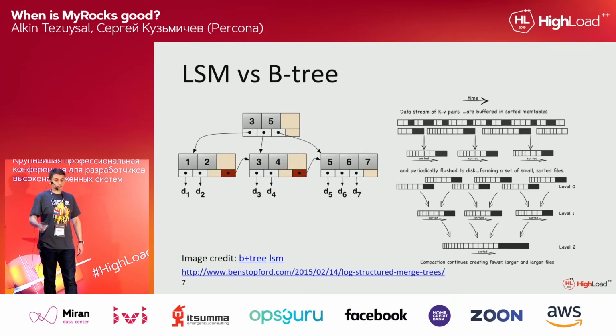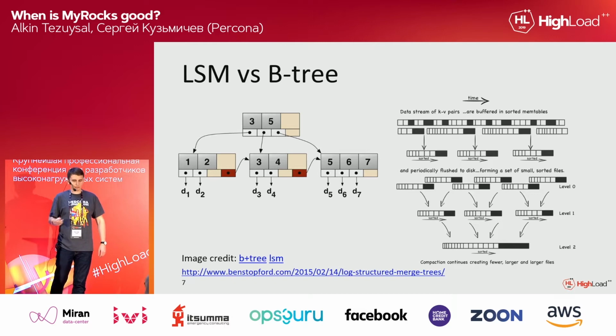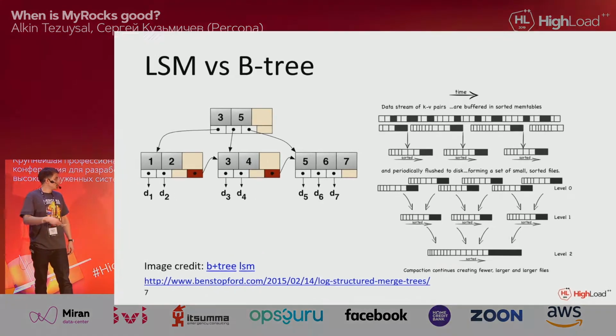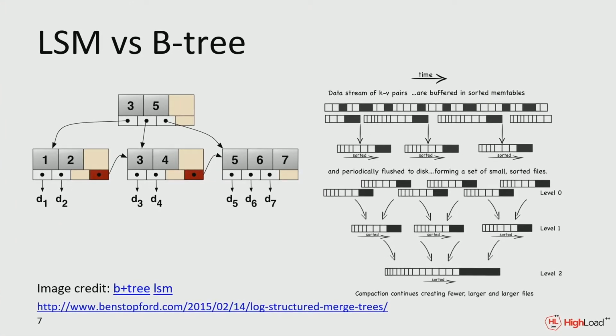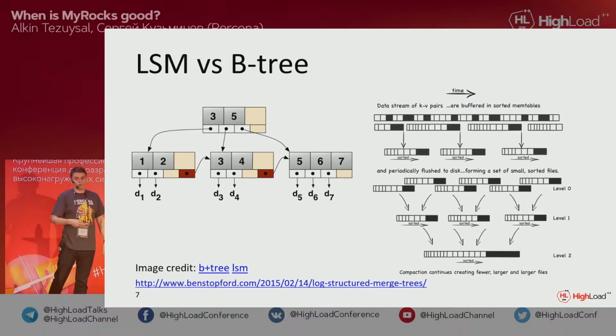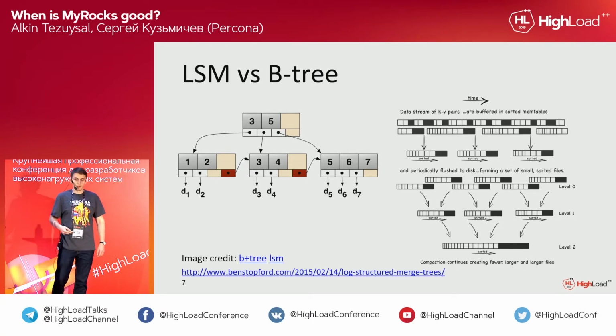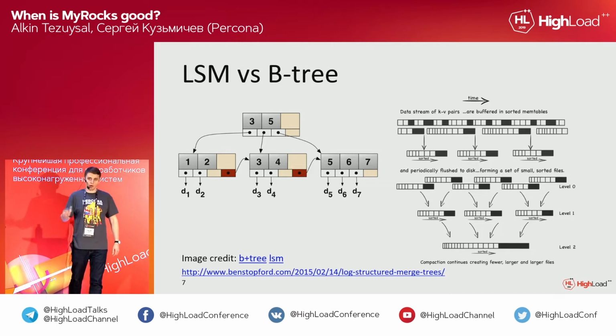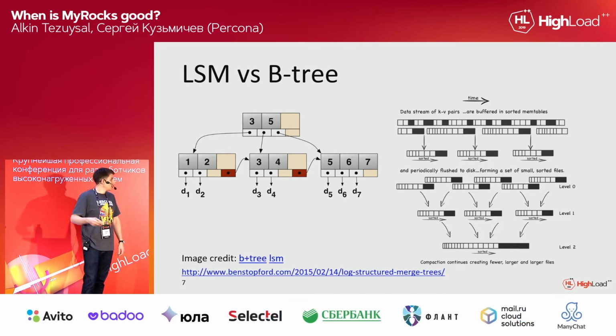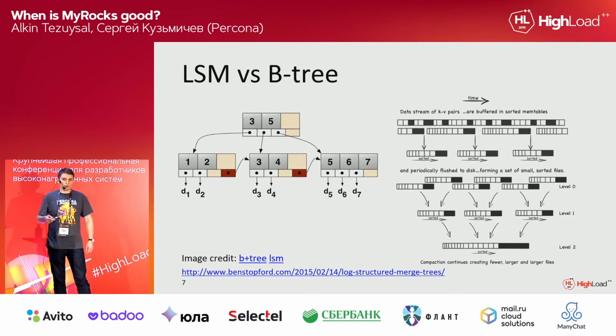So LSM versus B-tree. Well, it's not really a fair comparison, but everyone knows what a B-tree is. Here it's actually a B+ tree. And there you have a basic overview of what LSM is and how it works. I will not go into much detail, and Alkin will go into detail on how MyRocks works specifically, but if you want to learn about the LSM itself, you should read this blog post or look it up somehow.